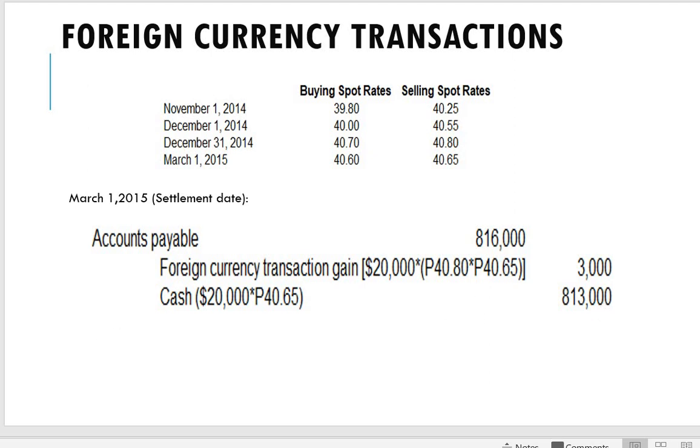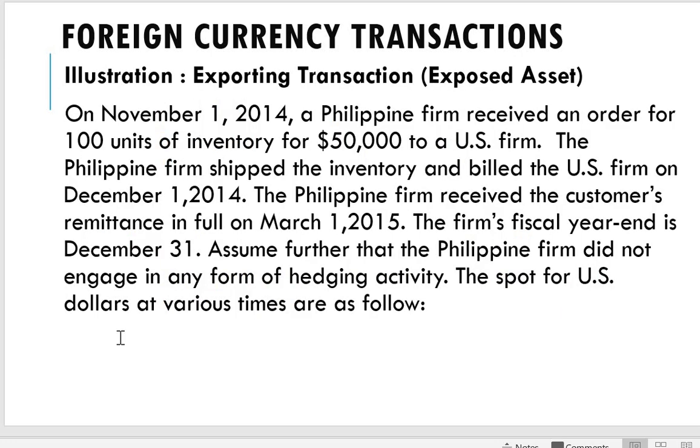Okay? So, we have here our next illustration. It's actually an exporting transaction, no? Or an exposed asset. Okay, so assuming that on November 1, 2014, a Philippine firm received an order for 100 units of inventory for 50,000 to a U.S. firm. Okay, so the Philippine firm shipped the inventory and billed the U.S. firm on December 1, 2014.